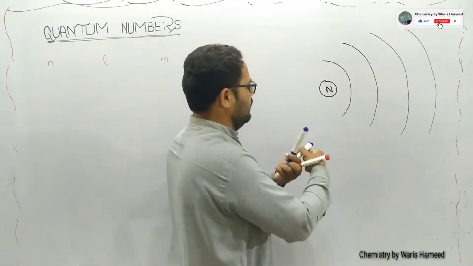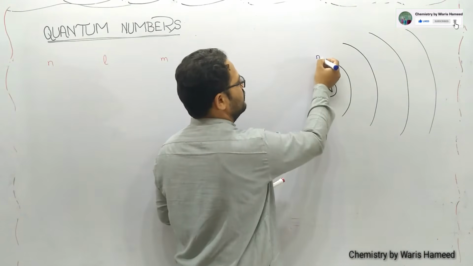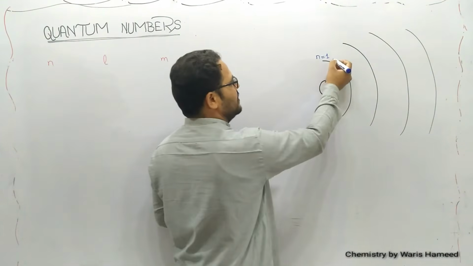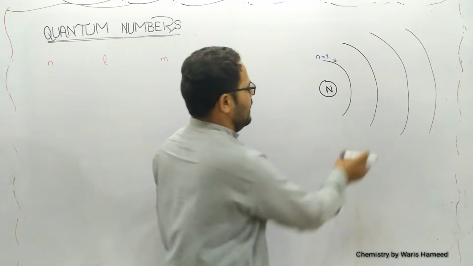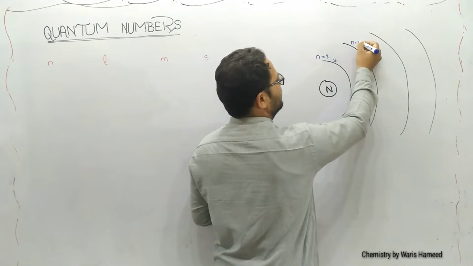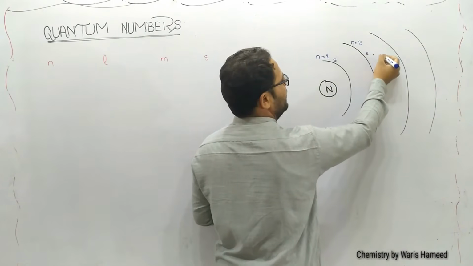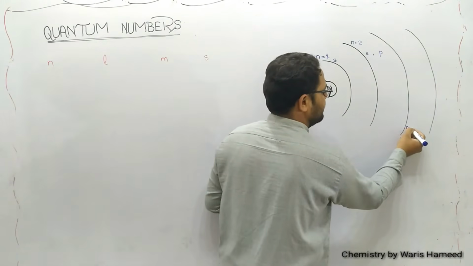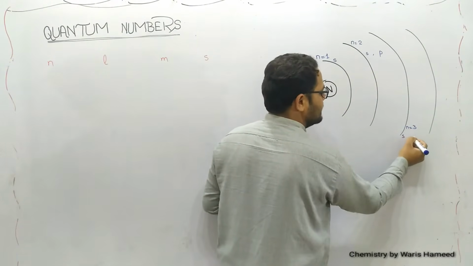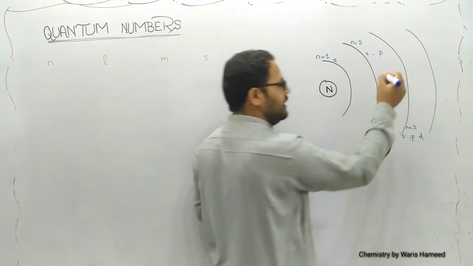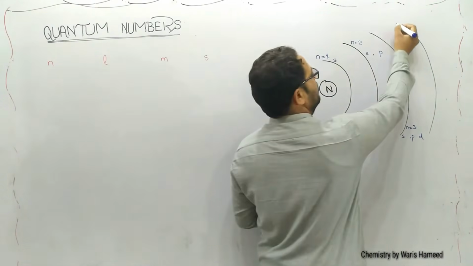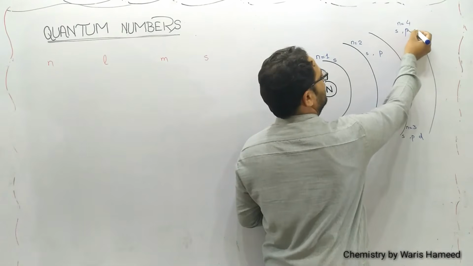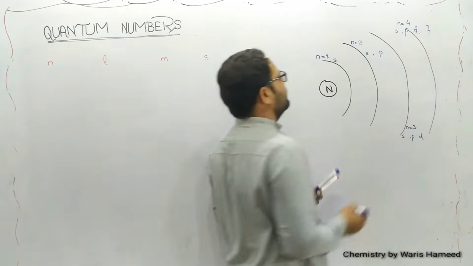Here n is equal to 1, and this will have just one subshell, that's s. And here n is equal to 2, and it will have s and p orbital or subshell. Here n is equal to 3, and it contains s, p, and d orbitals, and here n is equal to 4, and it has s, p, d, and f orbitals.